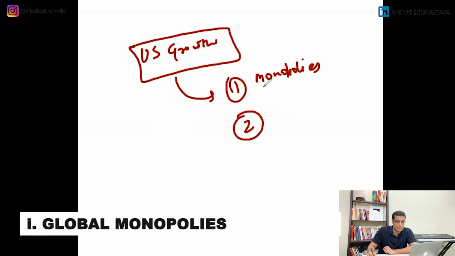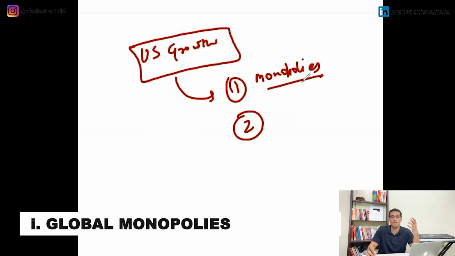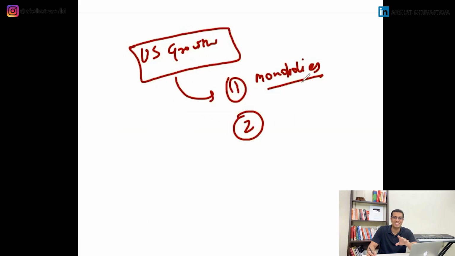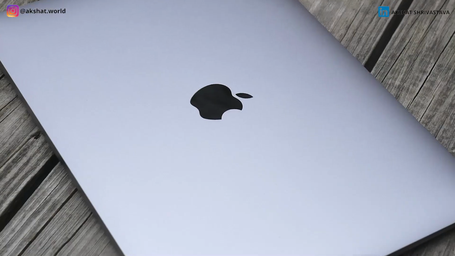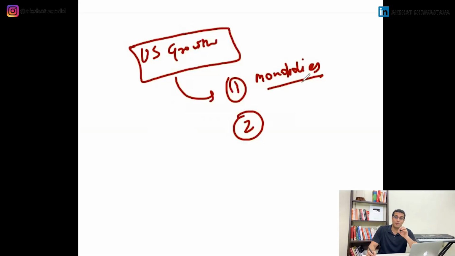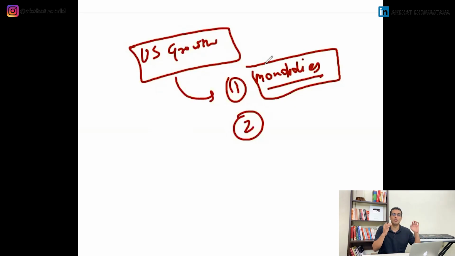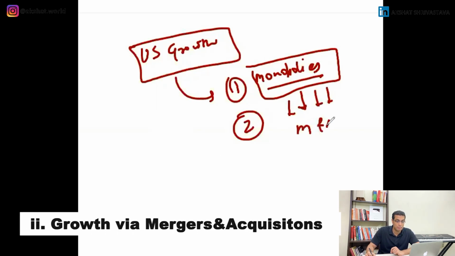For example, if I say Facebook, Amazon, Google, Apple, what are these? These are monopolies, somewhat global monopolies. Apple products are available all across the globe. But if you pick Indian companies, you will see very few such companies. So this concept of global monopolies is there in the US. If you want to invest in global monopoly stocks for whatever reasons, the US is the market to do it. That's one. Second is that the growth in these monopolies happens via M&A, mergers and acquisitions.